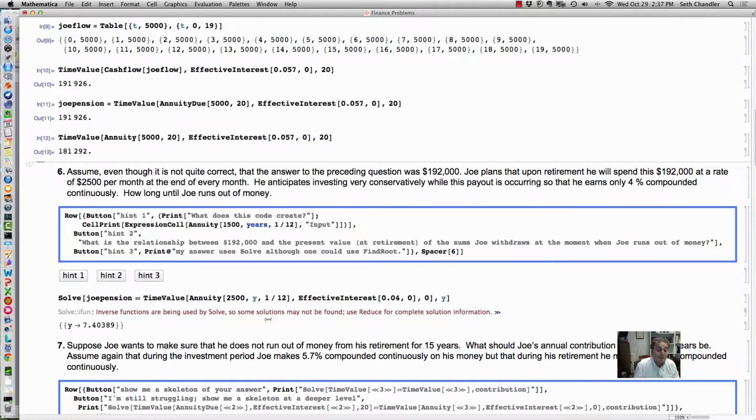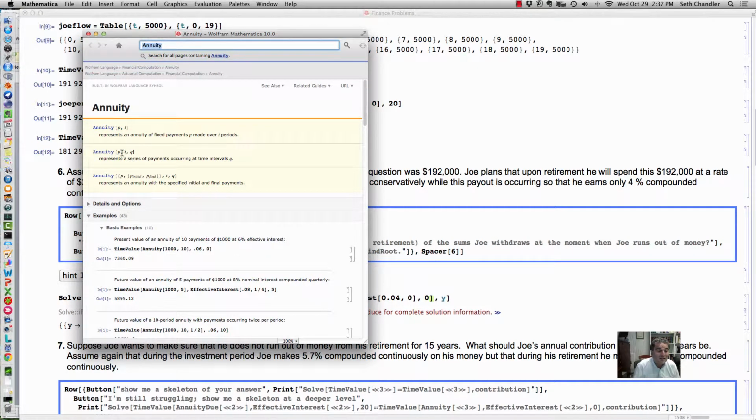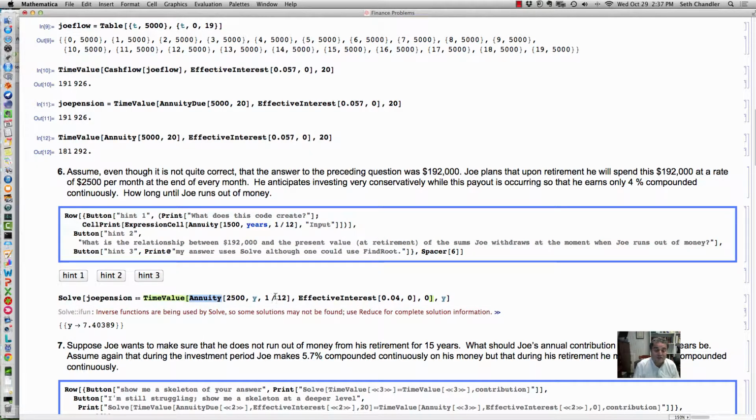So what we're going to do is we're going to say, look, this is really an annuity. He's getting $2,500. He's getting it for Y period of time, and we're going to use the three-argument form of annuity, which is discussed in the documentation for annuity. PTQ represents a series of payments occurring at time intervals Q, and our time interval here is 1/12. The rest of this is pretty standard.